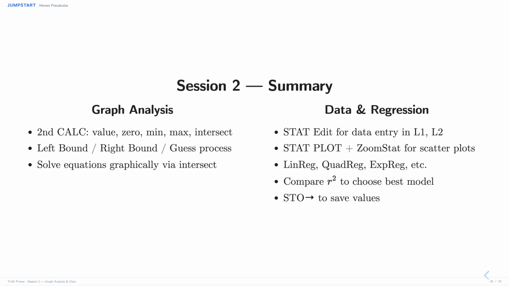To recap today's session, we learned about graph analysis using the second Calc menu, including how to find values, zeros, minima, maxima, and intersections. We also explored data entry and regression using Stat Edit for data input, creating scatter plots with Zoom Stat, and comparing different regression models using r-squared values. Don't forget about the STO key for saving values for later use. In our next session, we'll dive into matrices, sequences, combinatorics, and special graphing modes.